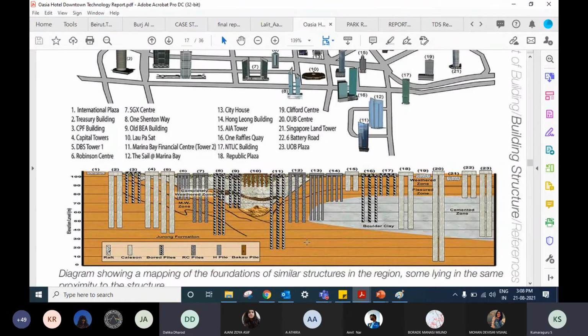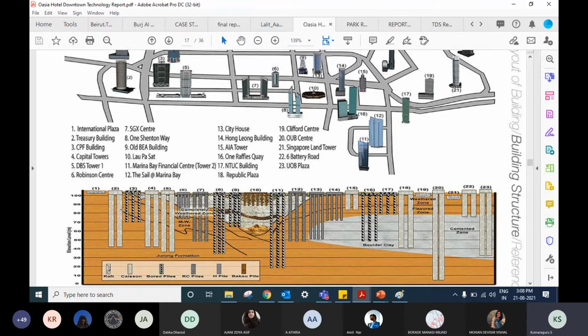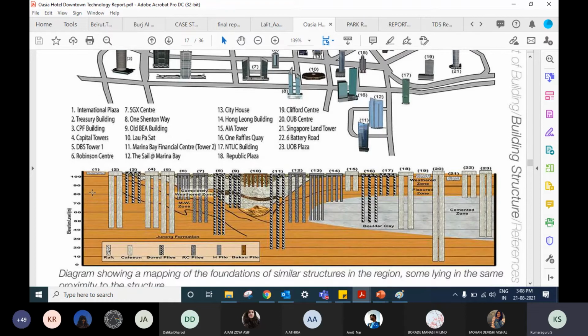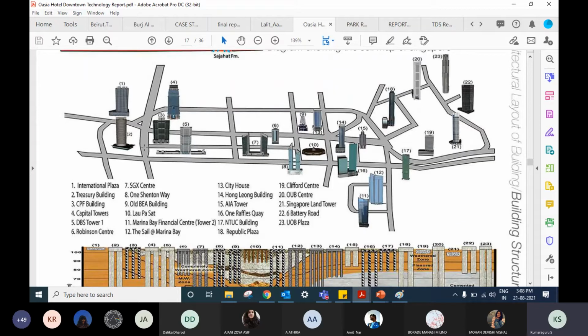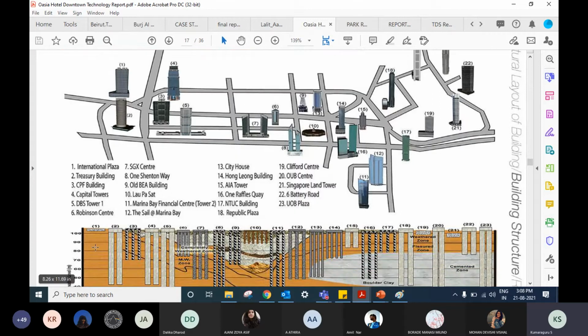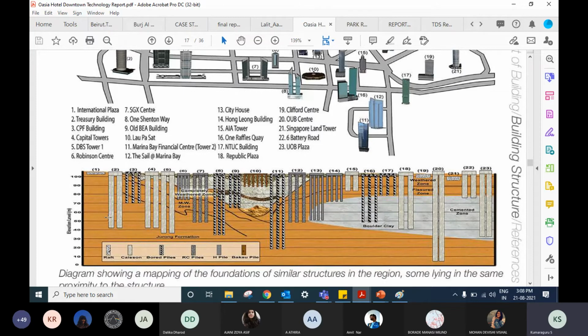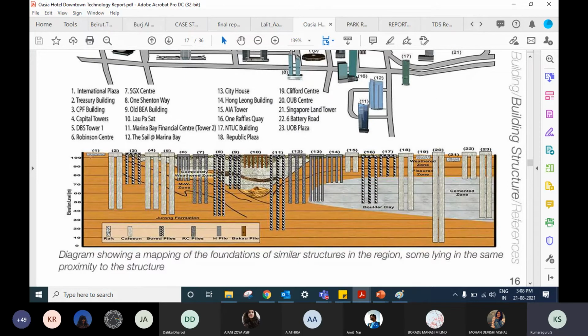Yes. Okay, interesting. So here we have a soil profile below. What happens here is, guys, the rest of the class, please do pay attention here. There are a number of buildings in this neighborhood, and the kinds of foundations that have been used are listed here. So building number 1, the International Plaza, has a raft kind of foundation. So that's shown here as a raft.